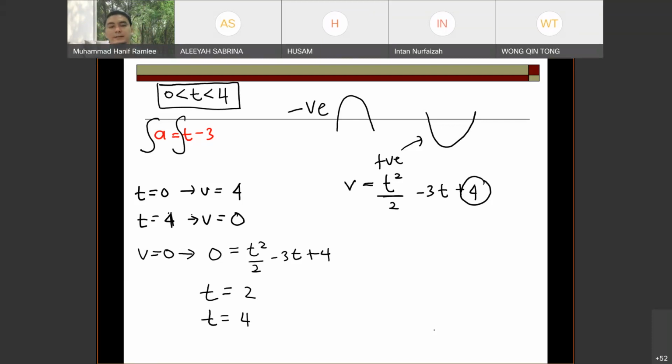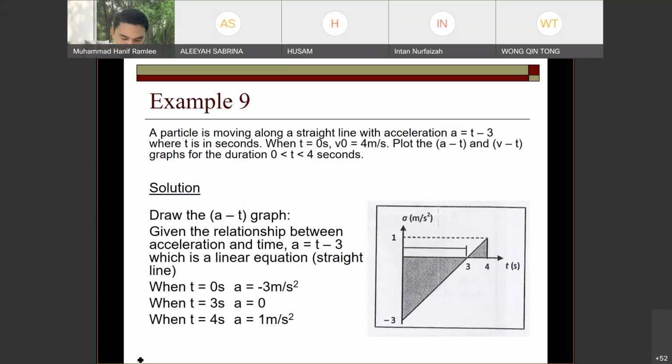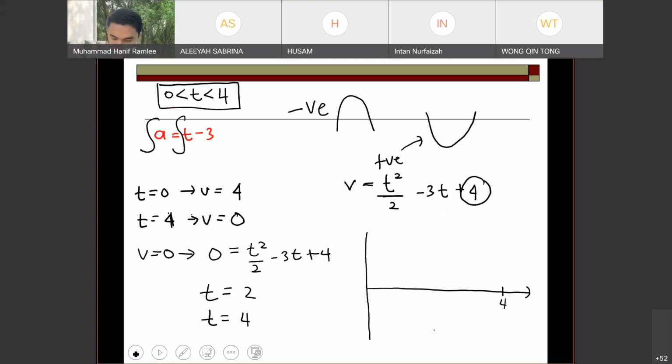All right. Okay, so draw again the graph. Limit until 4. Okay, and then we put the first point, which is T equal to 0, here, 4. The second point where T equal to 2 when V equal to 0 here, for example. And here 4. So your graph will be like this one.